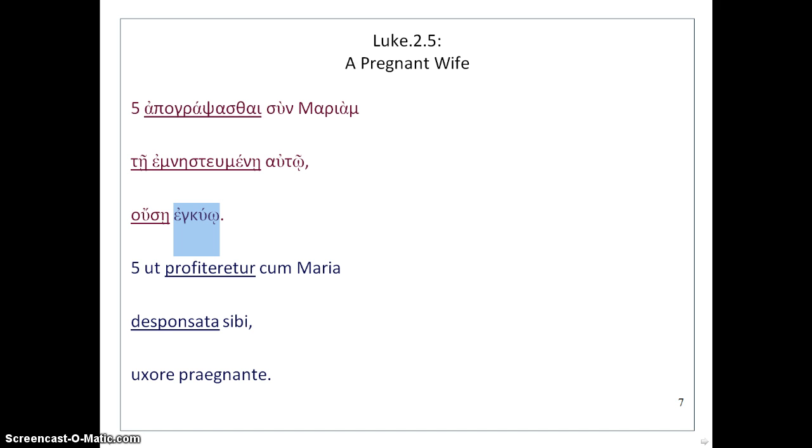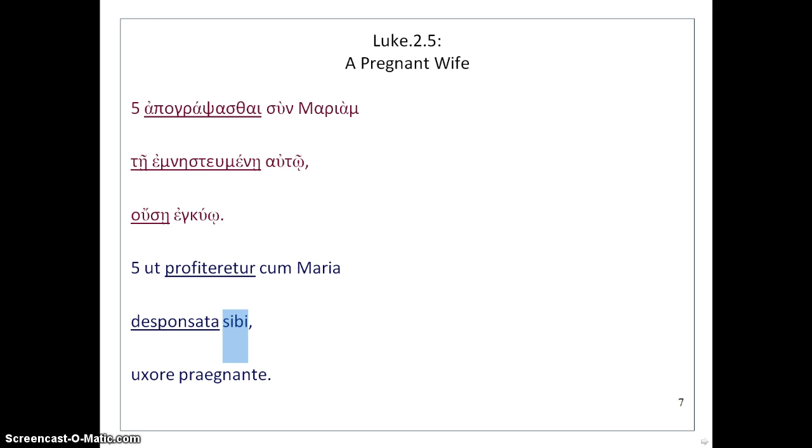The Latin text also gives us two participial phrases, but they are in the ablative case as opposed to the dative case. This is because the ablative case is used with the preposition cum. The first phrase is desponsata sibi, meaning betrothed to him. Desponsata is a feminine singular past participle, meaning having been betrothed. It derives from the present verb desponso, meaning I betroth or I espouse.